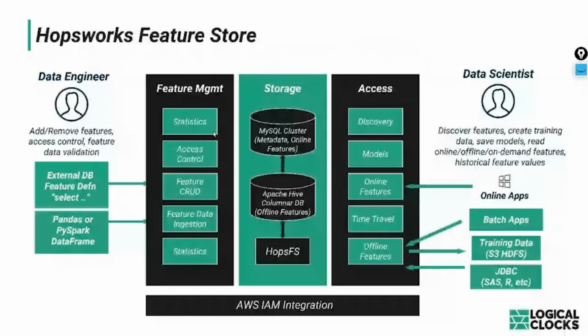So internally, what's happening in our feature store is that we have a storage layer which is made up of two main databases. One called Apache Hive, which is a columnar database. It scales to store very large volumes of data, petabytes. And then we have an online low latency in-memory database called MySQL Cluster. And this is used to store the online feature store data so that the online applications over here can get their feature vectors in very low latency.